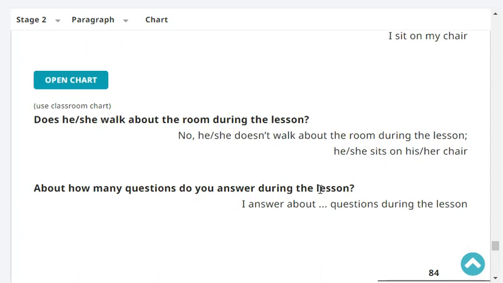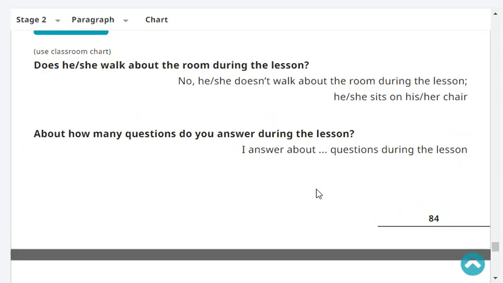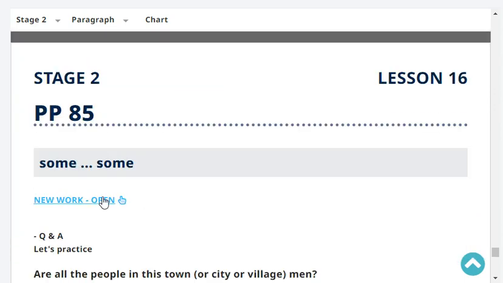Very good. Does she walk about the room during the lesson? No, she doesn't walk about the room during the lesson. She sits on her chair. Very good. About how many questions do you answer during the lesson? I answer about, how many do you think? 60 questions during the lesson. Very good.